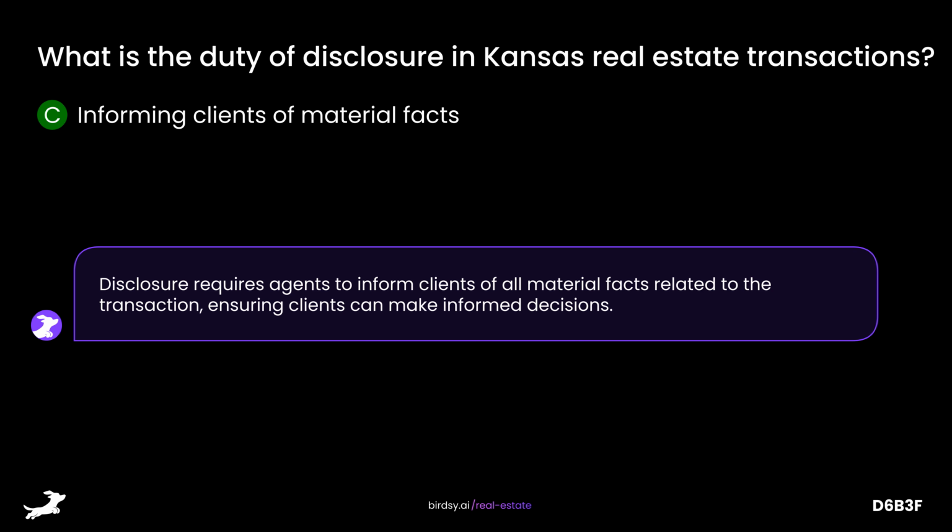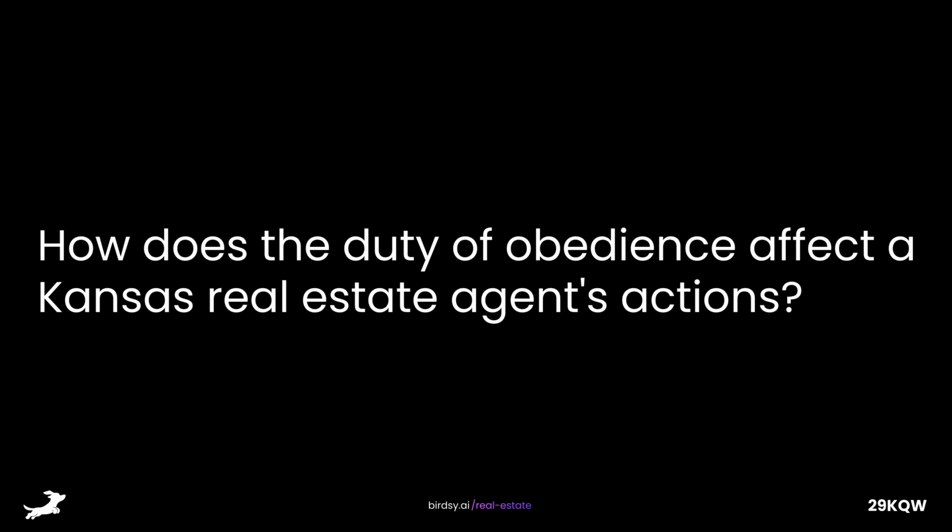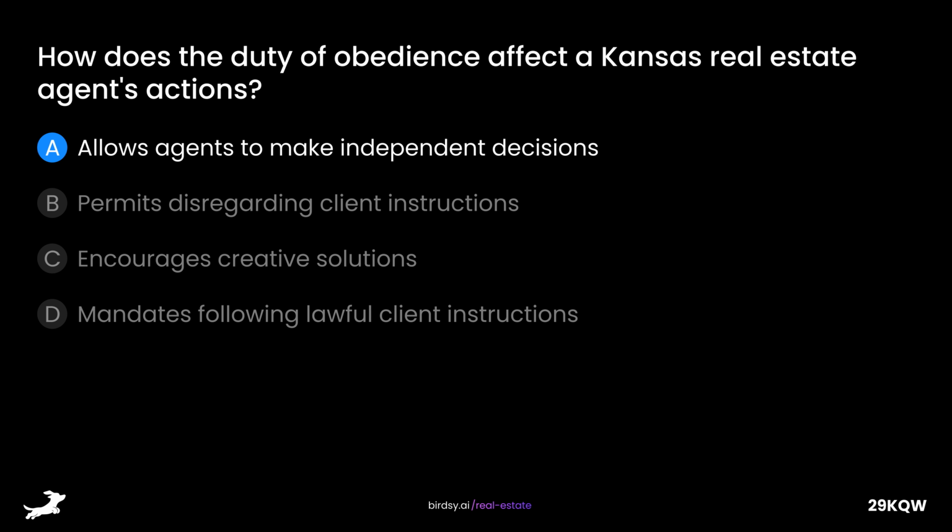Disclosure requires agents to inform clients of all material facts related to the transaction, ensuring clients can make informed decisions. How does the duty of obedience affect a Kansas real estate agent's actions? Is it A, allows agents to make independent decisions, B, permits disregarding client instructions, C, encourages creative solutions, or D, mandates following lawful client instructions? The answer is D, mandates following lawful client instructions.